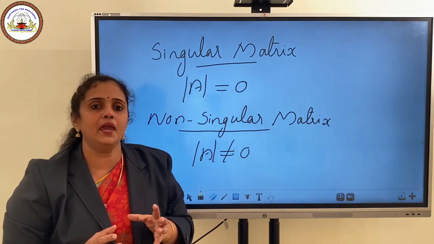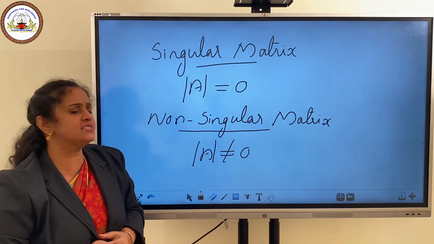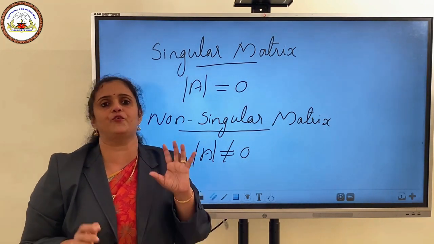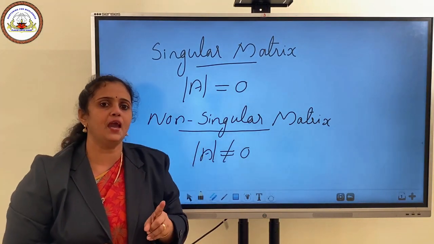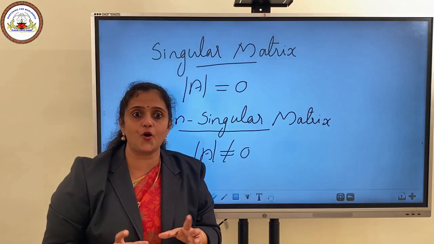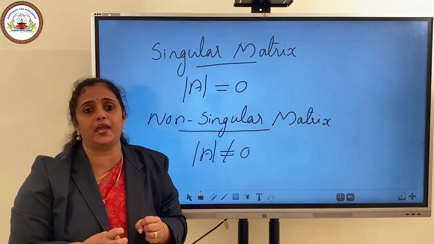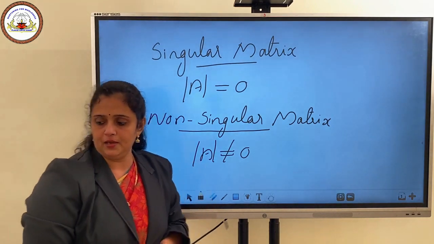If A and B are non-singular matrices of the same order, then we can say that A into B is also a non-singular matrix of the same order. That is the next result.